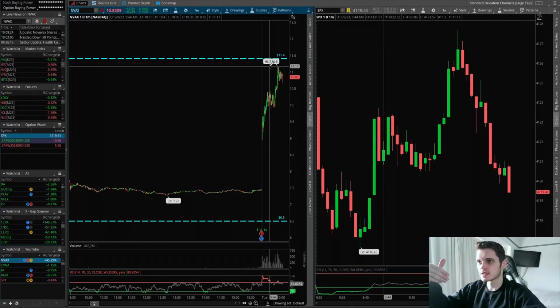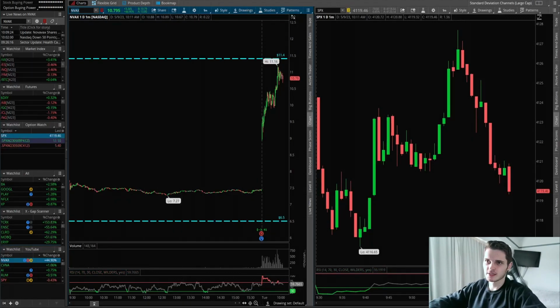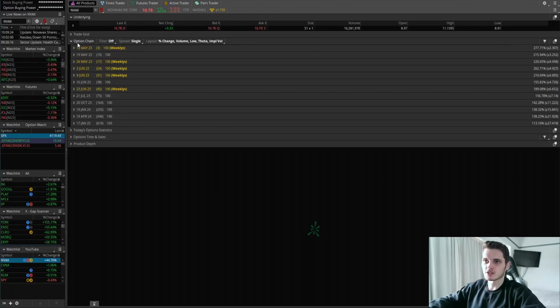Now, what you'll be able to see already is we do have two blue lines. So on the upside, obviously, that's our key resistance. On the downside, that's the key support. What are these key supports and resistance? So what I like to be paying attention to is what the options are pricing in. So we can see Friday expirations are pricing in around a $2.30 move.